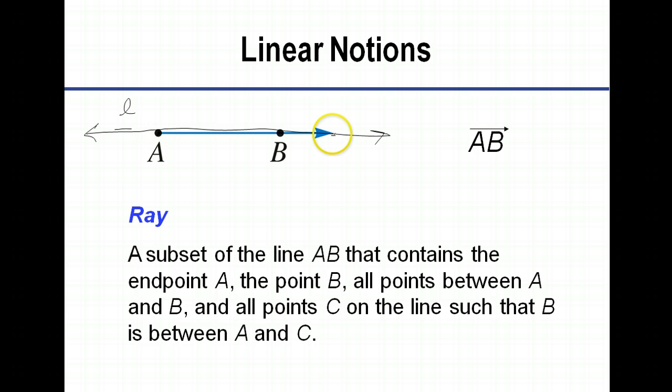Well, the only place that means is that C has to be out here somewhere, right? So it has to consist of all of the points A and B, but also all the other points C, so that B is between A and C, which means all those points headed out this direction. So we get this sort of headed in one direction kind of idea. And the notation here is written as this: A, B with a little arrow on the top.